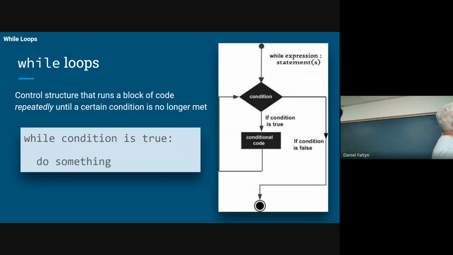Sticking with what zyBooks had for their diagrams, this is how we would represent it. While some condition is true, we do the code in the middle, and we check the condition again. We do the code in the middle, we check the condition again. Once that condition is false, we leave, and our program continues.